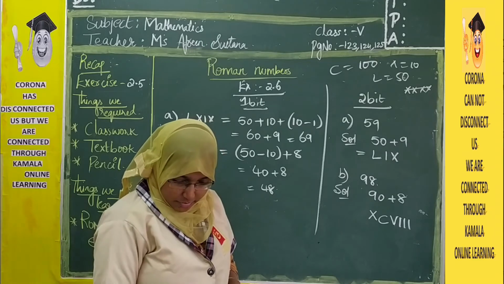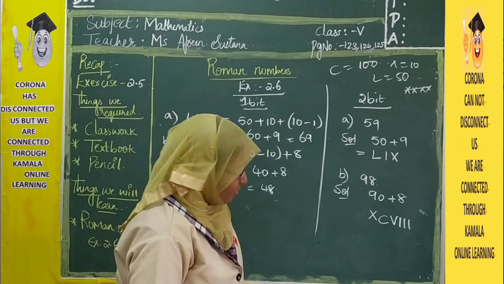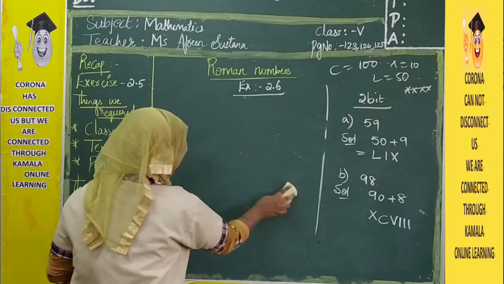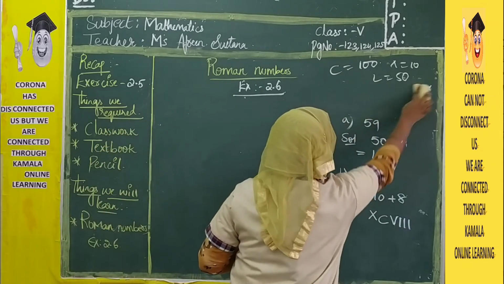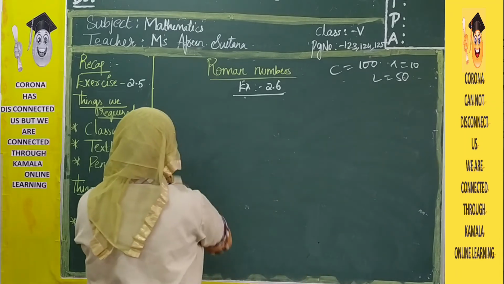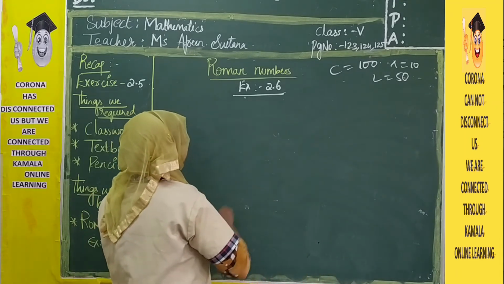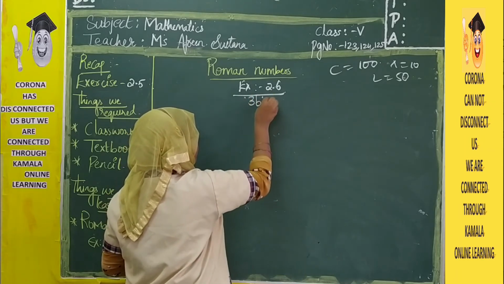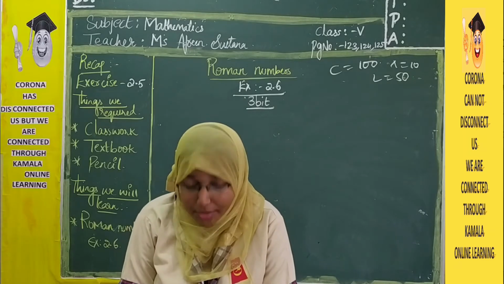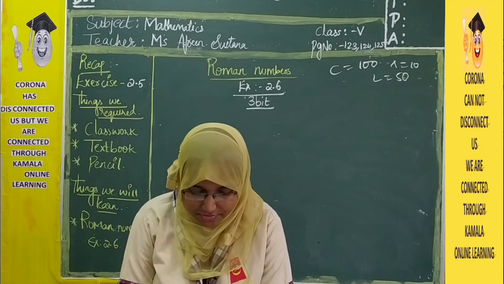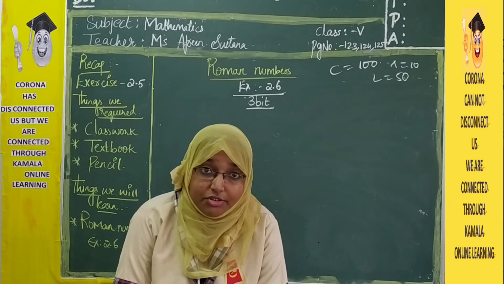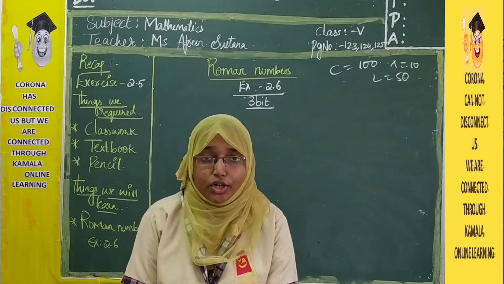Let us move to the third bit. Yes. Third, which of the following Roman numerals are meaningless? Give reason to justify your answer. Here they have given some Roman numerals. We should see whether it is right or wrong. If it is wrong, we should write what is the reason.